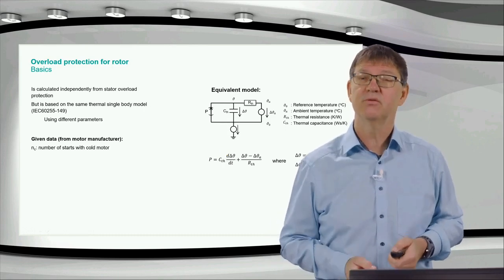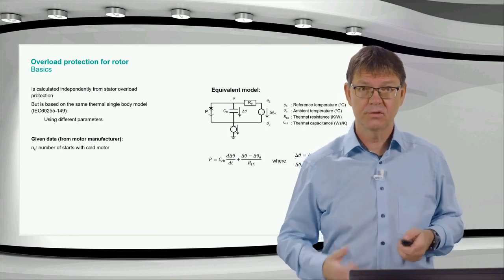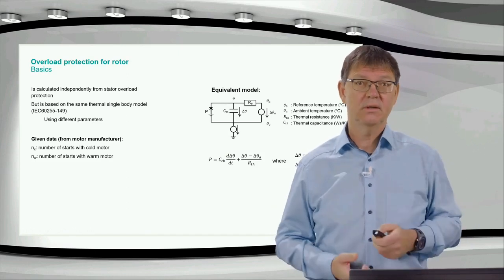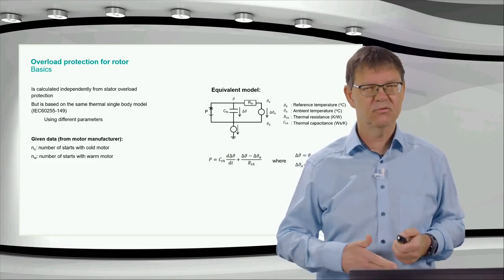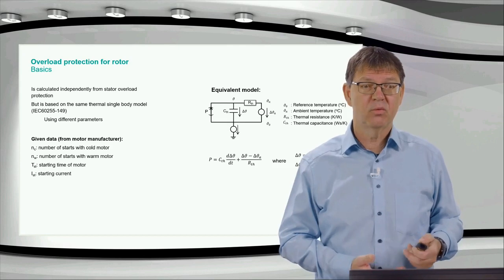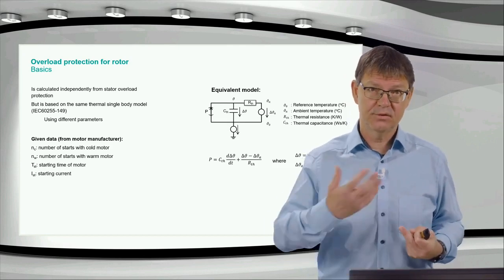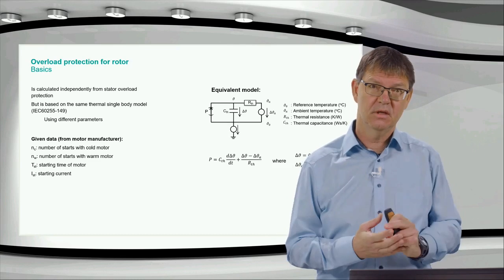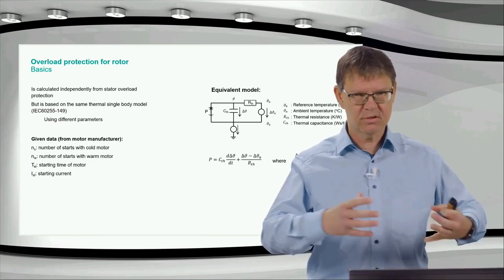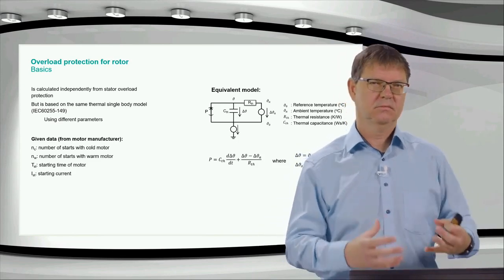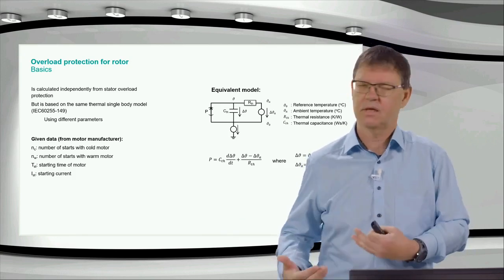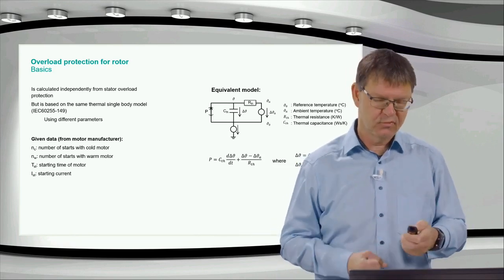The data we have from the motor manufacturer for the rotor is the number of cold starts, or starts from the cold motor situation, the number of starts from the warm motor situation, so the motor is running for a longer time under nominal conditions, and then the starting time of the motor and the starting current. And all those four belong together. Normally you get the data: you have a starting time, a starting current, and based on this situation you can start a motor so and so many times from cold and from warm start. So these four belong together.